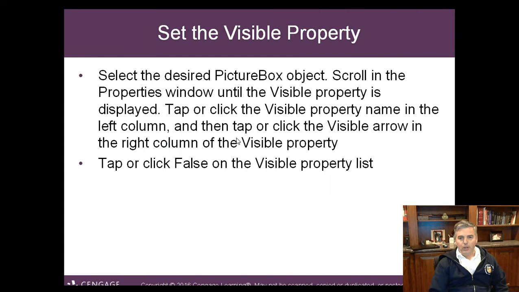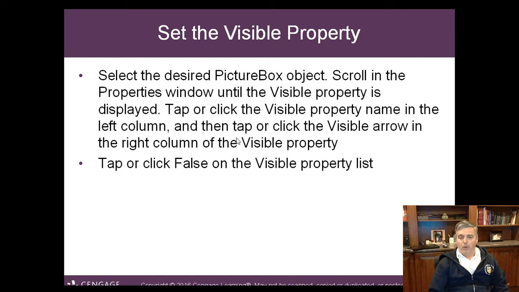So the next thing we're going to learn about a little bit in this chapter is the visible property. The visible property does just that. It makes an object visible or invisible. Just like the other properties, you can go to the properties window, whatever the object is, and set the visible property to true or false. Default is true. If you set it to false, when you run the program, that object will no longer be visible.